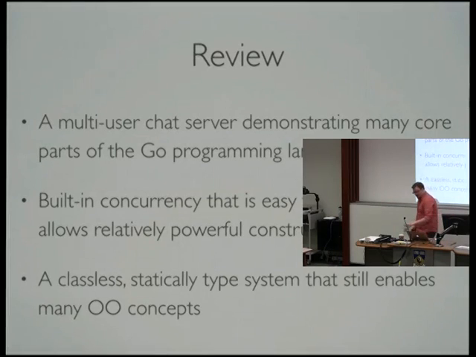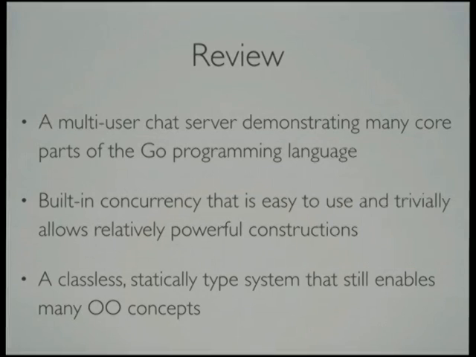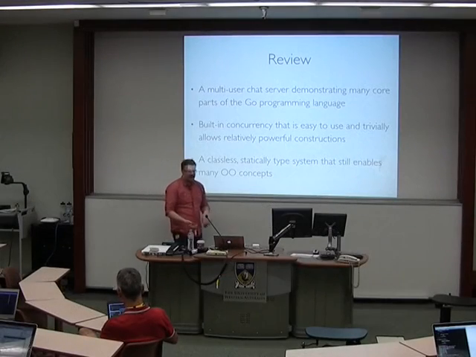So as a review, in about 45 lines of code, we've built a multi-user chat server. I think it covers a large part of the big parts of Go: the concurrency model, the built-in ability to run things off into different Go routines. The interfaces give you, in essence, some features of object-oriented programming. You can do polymorphism in the sense that as long as your thing implements those interfaces, it can be passed to anybody who takes an interface of that type.